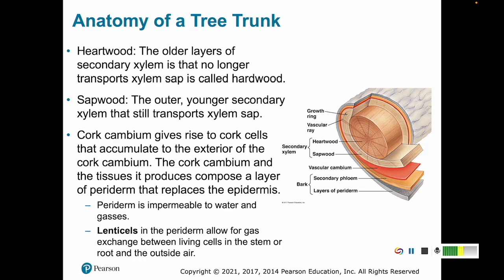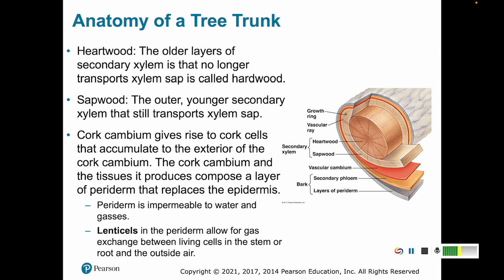If you look at a tree trunk, there are different layers of the wood. The heartwood is the older layers. They are secondary xylem that no longer transports xylem sap. That's just called hardwood. Then sapwood is the outer younger secondary xylem that is still transporting xylem sap.